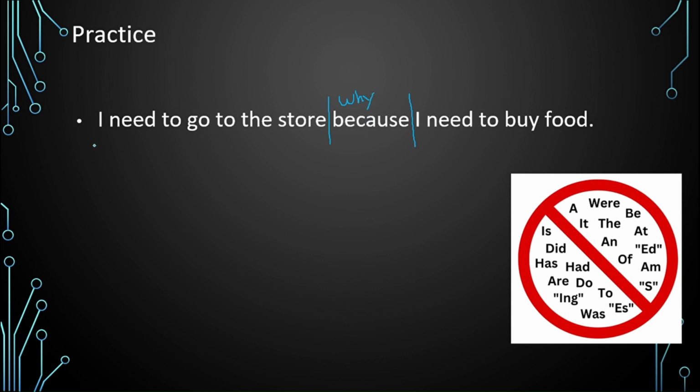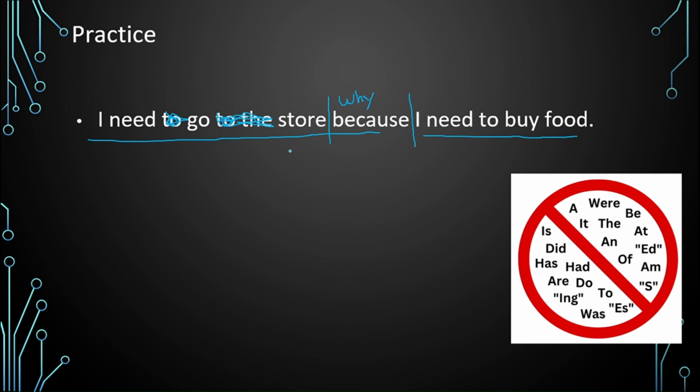So now we have the question part and our answer part. And we need to put them in ASL structure. So looking at it, we can get rid of any of the words we don't use. So we don't use to or the. So getting rid of those. All right, now we have I need go store.